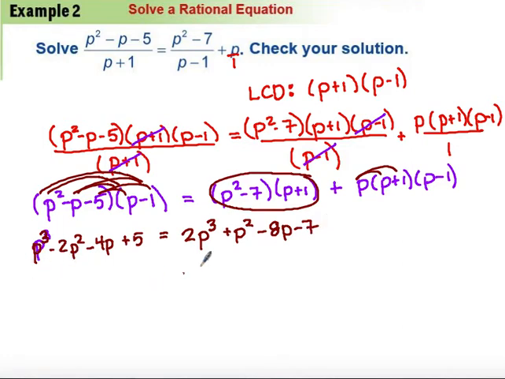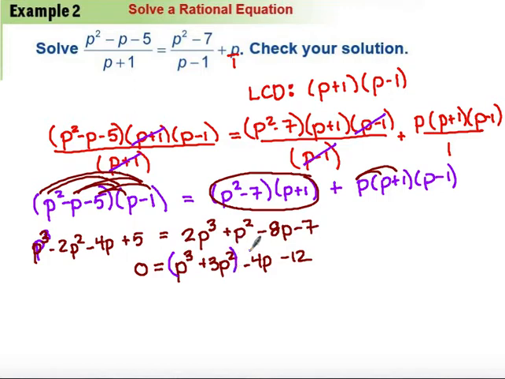So now I'm going to take everything to one side. So I'm going to get it set equal to 0. So I'm going to take all of these terms on the left and subtract them with the terms on the right. That will leave me with p cubed plus 3p squared minus 4p minus 12. Now I need to factor that. So since I have 4 terms, I'm going to use my factoring by grouping to do that.